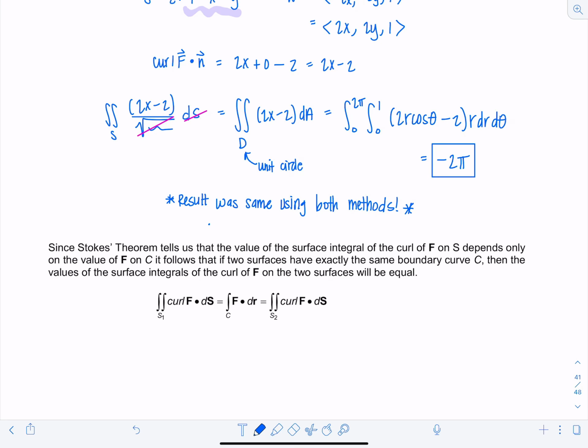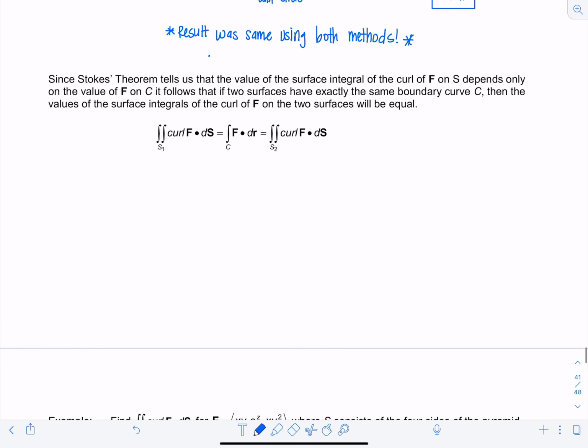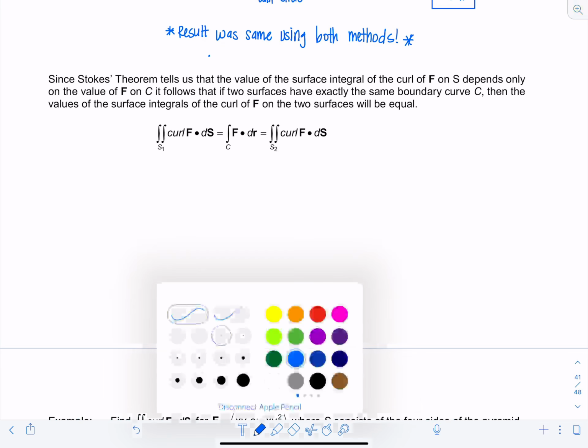Okay, now interestingly, Stokes' theorem tells us that the value of the surface integral of the curl of f on S depends only on the value of that vector field on the boundary curve. So it follows that if we have two surfaces and they have exactly the same boundary curve, C, then the values of the surface integrals of the curl of f on the two surfaces will be equal, which might not seem intuitive at first. So here I'm going to show you an example.